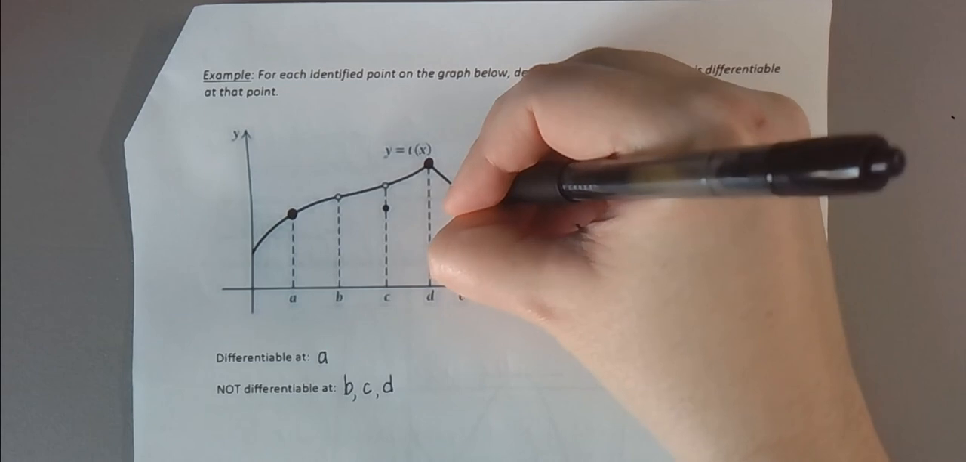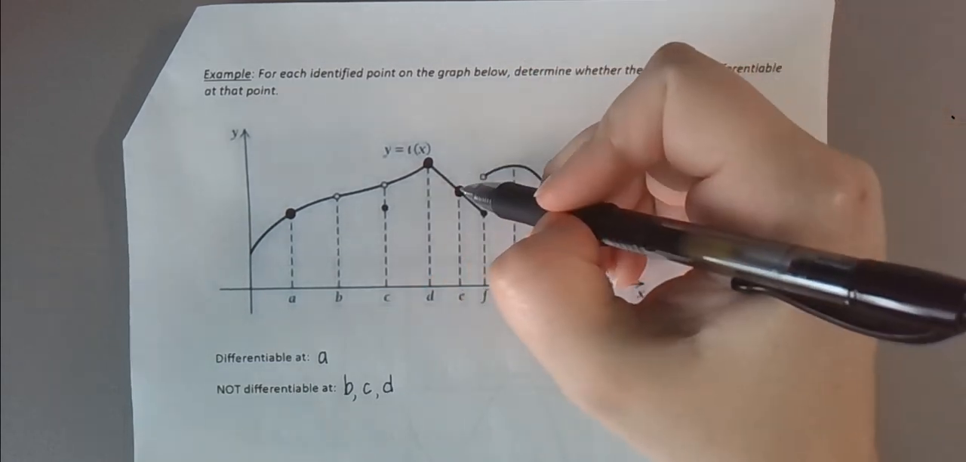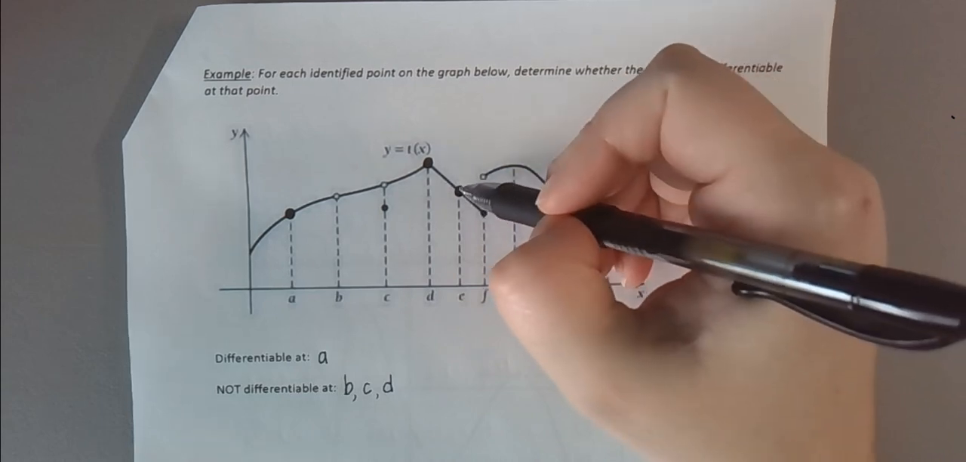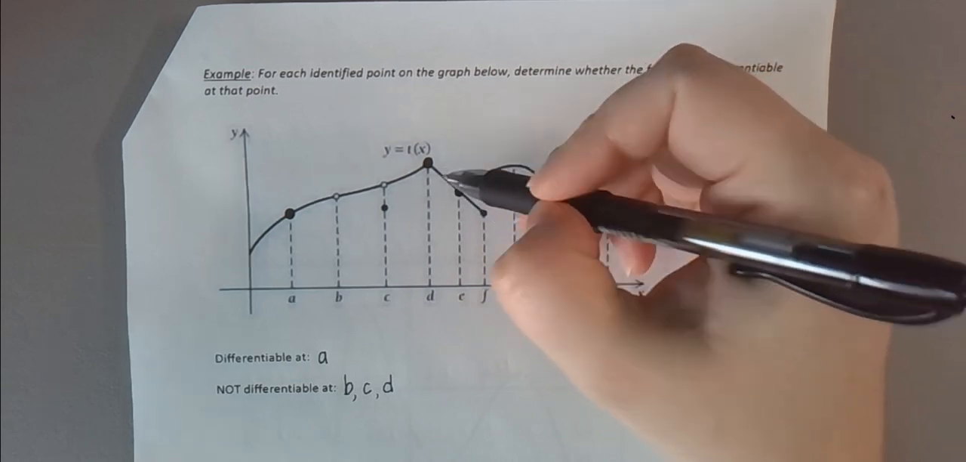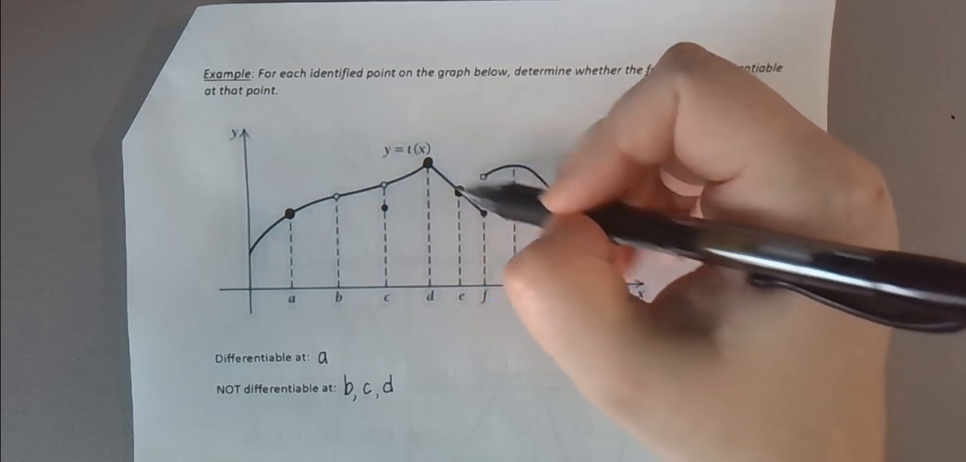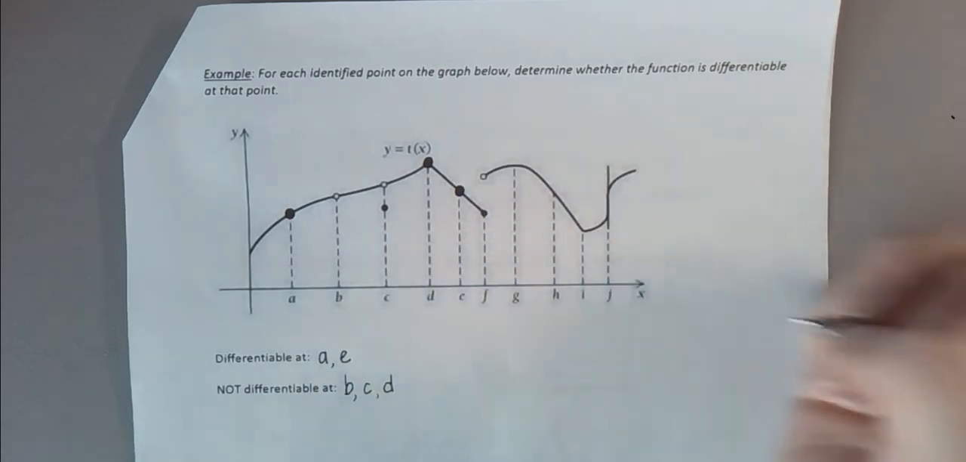Now at point E, at that location, we are differentiable. It is continuous right there. There's no sharp corners. And our tangent line would be a diagonal line. So we are differentiable right there at point E.